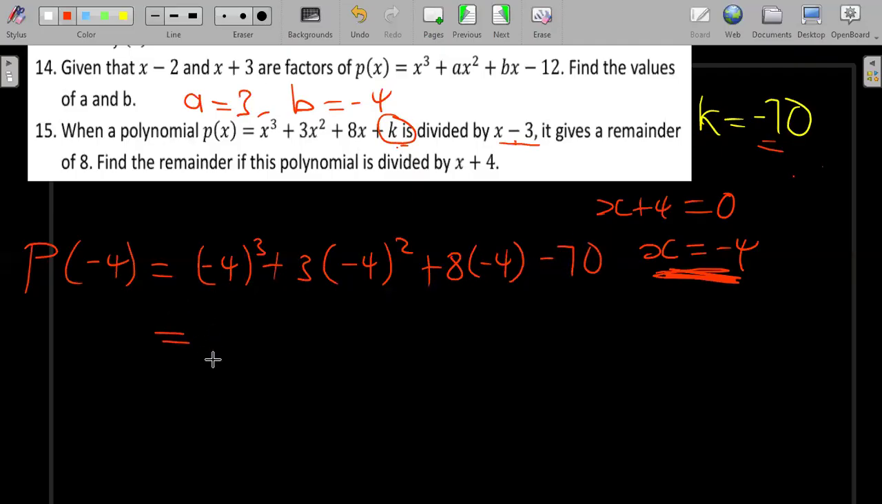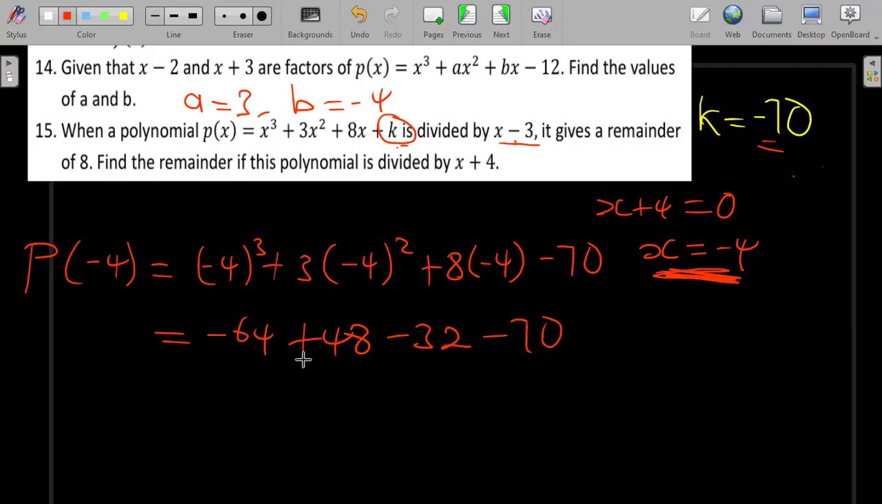So what we're going to have here is, minus 4 to the power 3, it's minus 64. Here minus 4 squared to be 16, 16 multiplied by 3, it's going to give me 48. So I'm going to write plus 48. And then here to be minus 32.